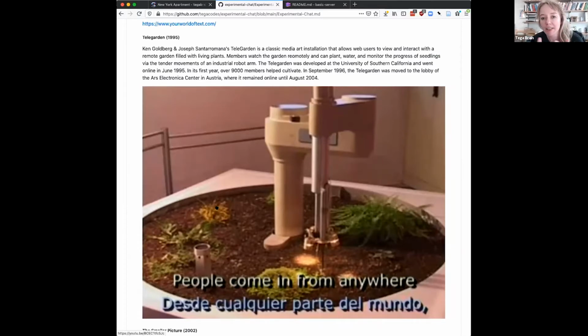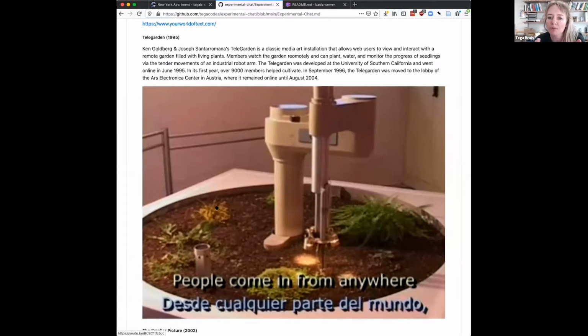This project, Telegarden, I don't know if you've come across it, it's very well known, but you may have. This was a media art installation that consisted of a garden, and the garden could be manipulated with a robotic arm. They published a live feed of the garden on a website. And then users from around the world could log in remotely and control the robotic arm to plant, water, monitor, and track the progress of seedlings and plants over the course of the project. And so there was this question in this work of, would people care for it? Would someone come in and kill the whole thing? How does this play out in a context where anything could happen, right?